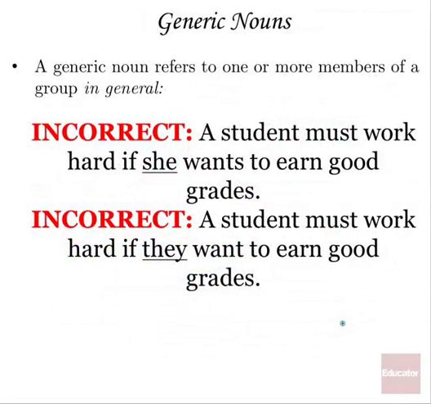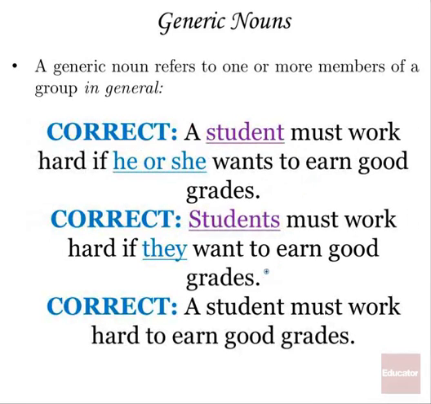All right, what do you do with generic nouns? A generic noun refers to one or more members of a group in general. So it is incorrect to say, a student must work hard if she wants to earn good grades. The generic noun in this case is a student, a member of this group. But because not all students are female, you can't just refer to any random hypothetical student as she. You also can't say a student must work hard if they want to earn good grades, because a student is singular, a student.